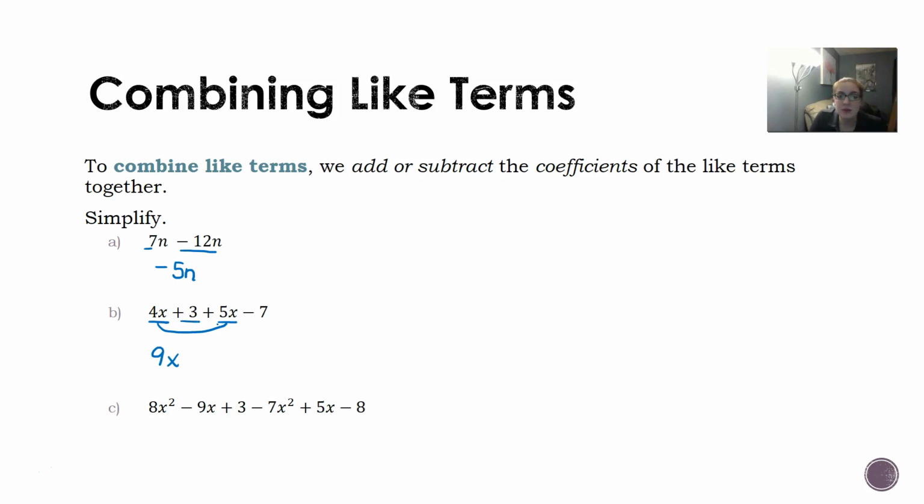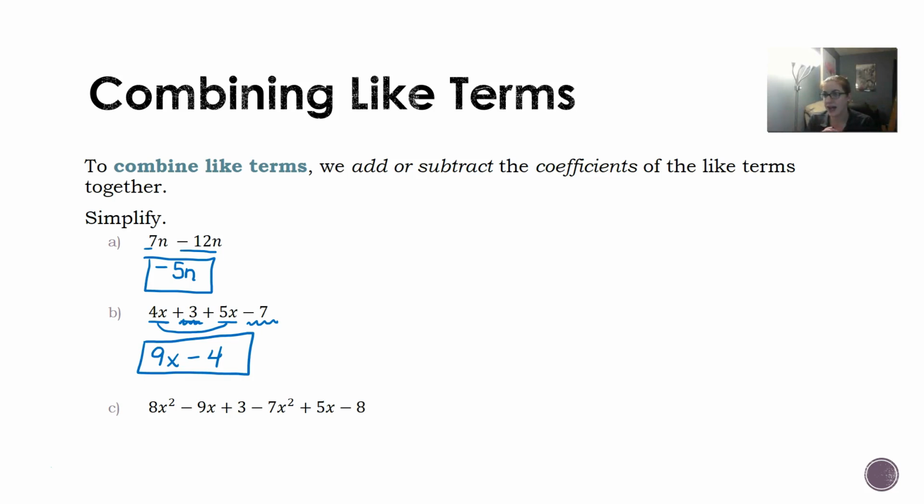Now we have some constants here as well. So plus 3 and negative 7. Constants can be combined as well. So plus 3 minus 7, add those together, you get negative 4. And this would be your simplified expression, this 9x minus 4. So you've simplified it. Make a note to yourself that you cannot add the 9x and the 4.